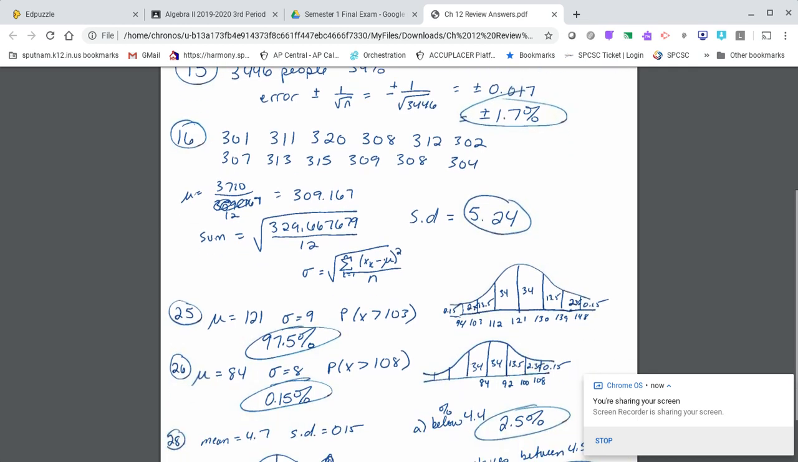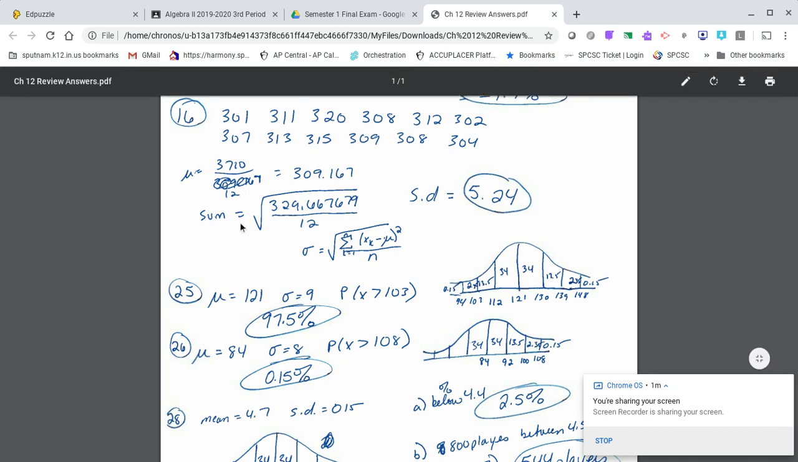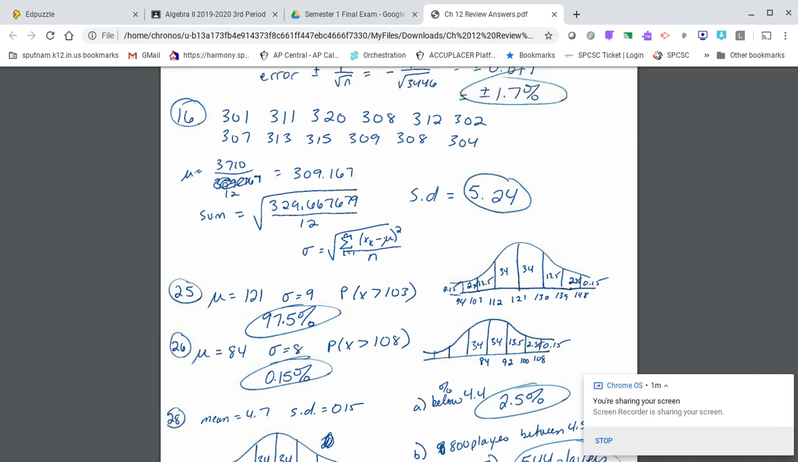Number 16, third hour did not do this. Fifth hour did. So 16, finding the standard deviation. It's an equation. There's my very messy handwriting here for this equation. Maybe go back to your notes and write down the equation. Maybe write down the steps of how to do this.